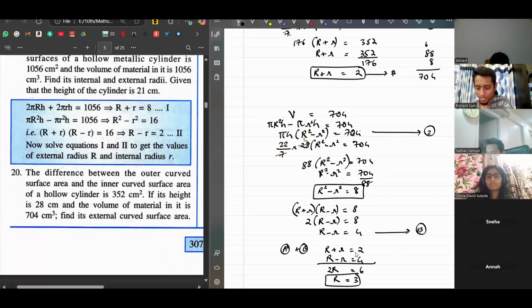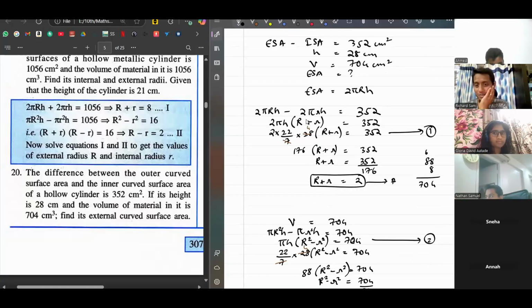Then if you substitute R in any one of the equations, in the first equation, we get 3 plus small r is equal to 2. It's going negative. So r is equal to 2 minus 3, which is minus 1. Something is wrong. We should never get radius in negative. Right? It won't happen. It's not supposed to be plus. It's supposed to be minus here. Okay, it doesn't look like a very big mistake. I think we can fix it.